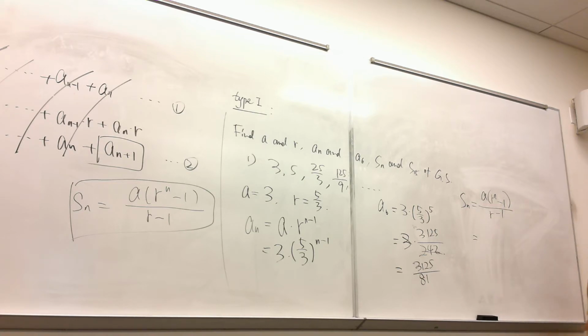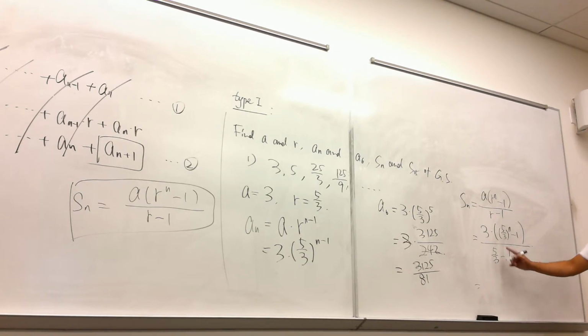A is the first term, which is 3, okay? Then times R, which is the 5 over 3 that we found earlier, and then to the n minus 1, and then over what? R minus 1. Again, R is 5 over 3, and then minus 1, okay? Guys, now let me show you what I mean. You are not going to leave this as your answer for S sub n. What are you going to do?